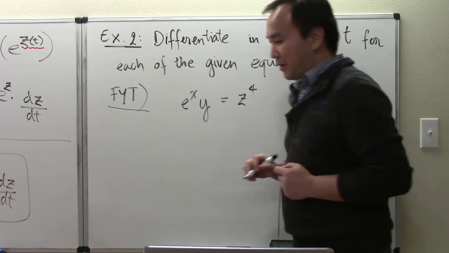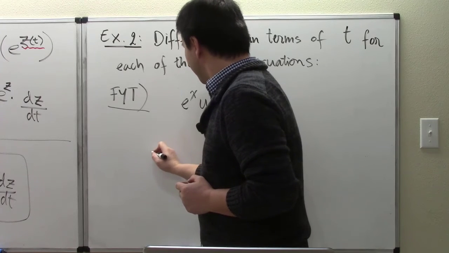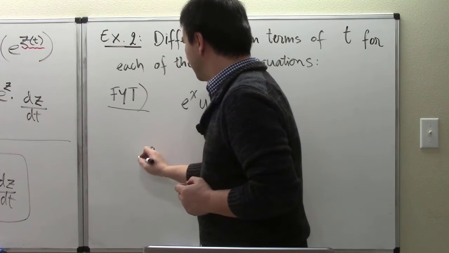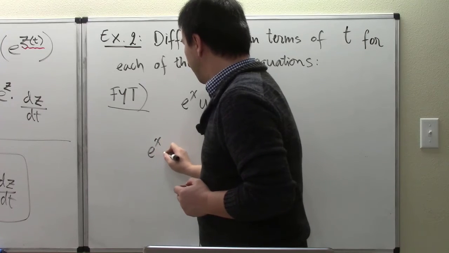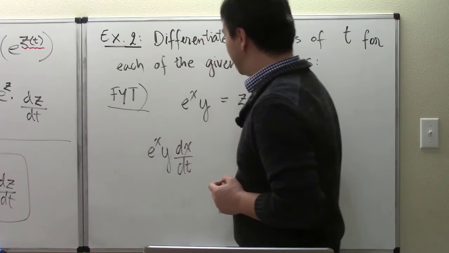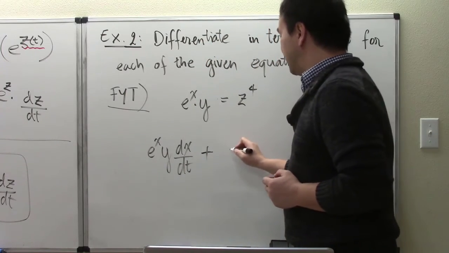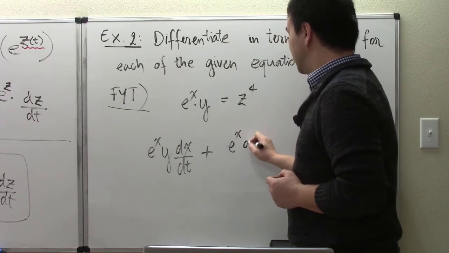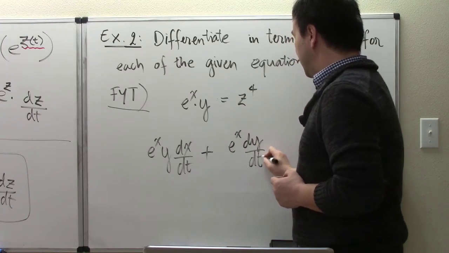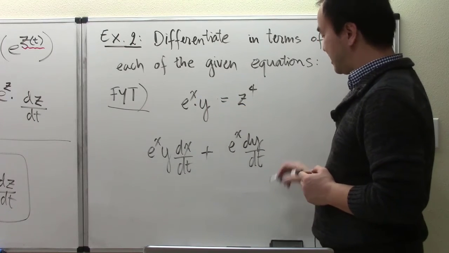All right, so what we're looking at here now is going to be e to the x times y dx dt. Okay, and it's a product here, that's the reason why, plus, and now I'm going to leave that here as e to the x dy dt.